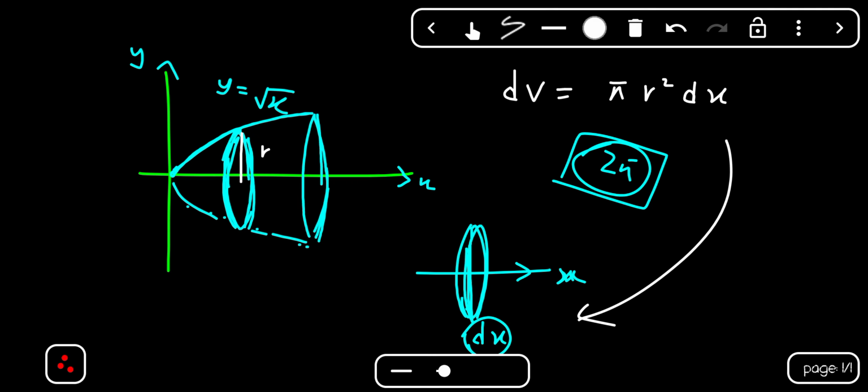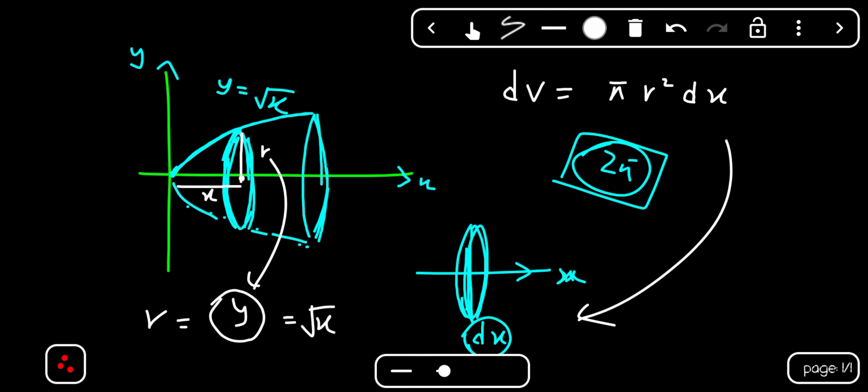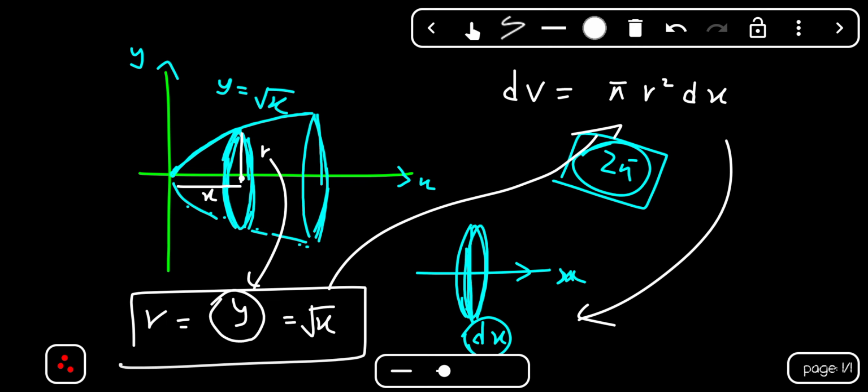You can see that when x changes, this radius must change, right? According to the function, the function guides the radius of this body. So how can we express this radius? Actually, the radius is nothing but the ordinate, right? Y is equal to the square root of x. It is nothing but the radius. So we want to find the square of the radius, right?